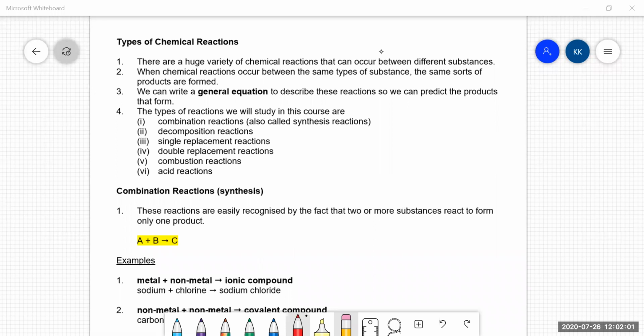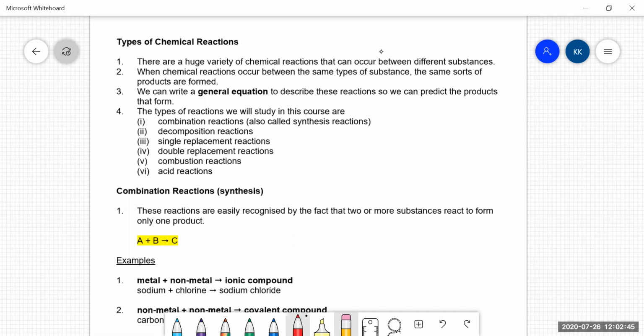Okay, so there's an enormous variety of chemical reactions that can occur between substances. To be able to actually study this big variety, we're going to need to break it down into some general classes of reactions. When we've done that, we can write a general equation for the reaction, and this is going to help us predict what occurs in the chemical reaction. So we're going to look at combination reactions, decomposition reactions, single replacement reactions, double replacement reactions, combustion reactions, and acid reactions. Today, we're going to look at our first class, the combination reaction.